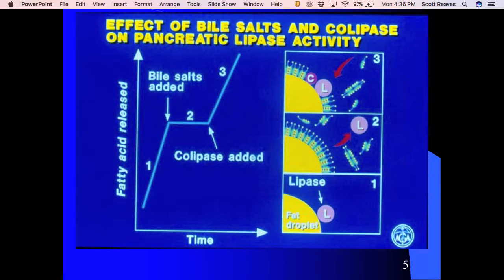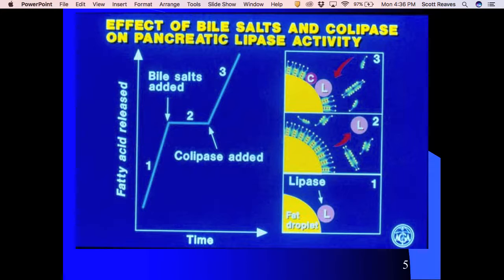So without colipase, lipase really doesn't function. So you have to have that. And that's what it does. I don't know why the system was made that way, but it is. And so lipase depends on colipase. As soon as you have that there, fatty acid release continues.